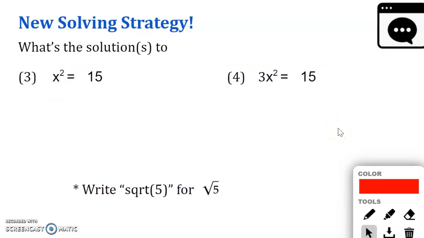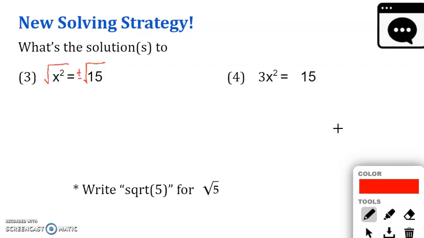Okay, what about this? Pause the video and see if you can do them yourself. Okay, so I have x squared is equal to 15. I want to solve this, or find the solution. Again, I take a square root of both sides, but since I'm taking a square root of both sides with a variable inside, I need to take into account it could be positive or negative.